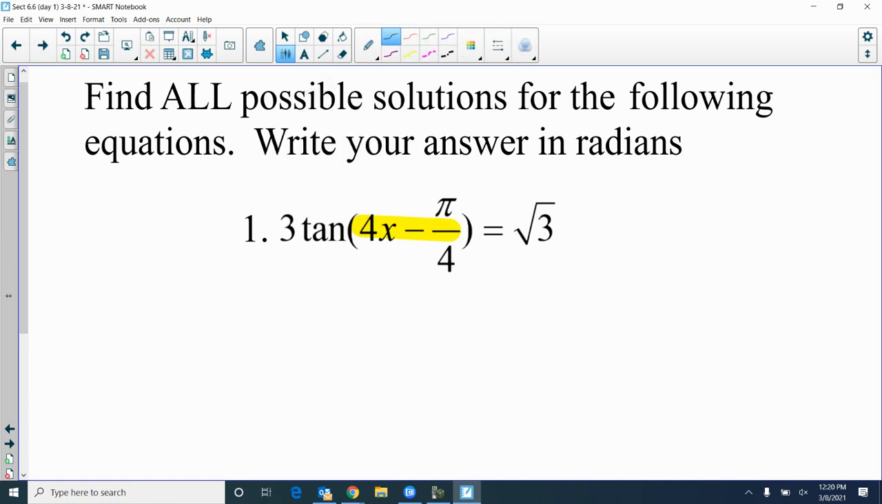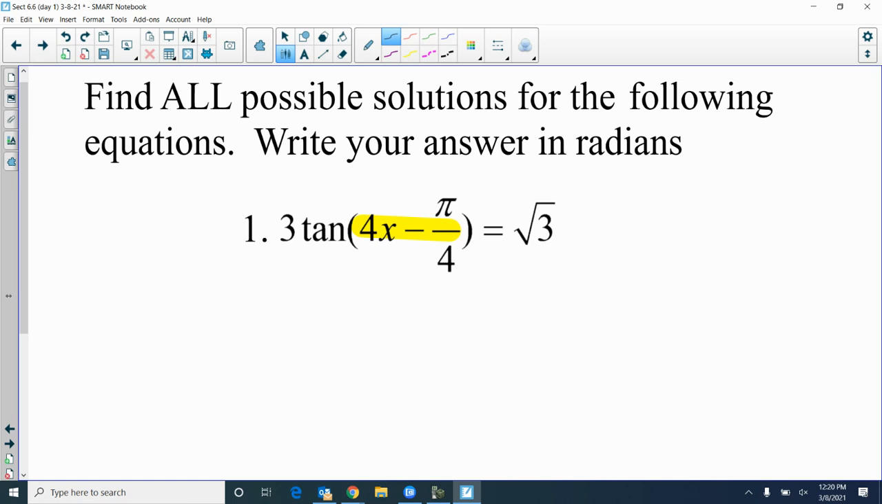Okay, again, I talked about the directions being important. Find all possible solutions for the following equations. Does it give you an interval? No, it does not, which means you're not going to list just a couple of finite answers. This is where you do something like x equals 2 pi over 3 plus 2 pi n, or 3 pi over 4 plus pi n. You just keep it in the general form. You will not come up with the specific answers.